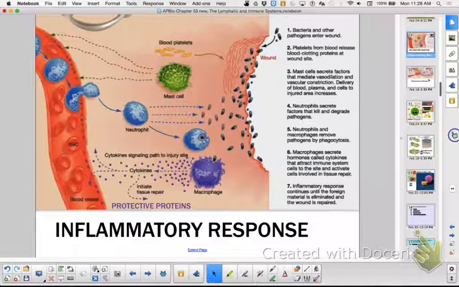Pus, which are dead phagocytic white blood cells. And leaky, dilated capillaries, which allow fighting cells, neutrophils and other white blood cells, to more easily access the injury site.